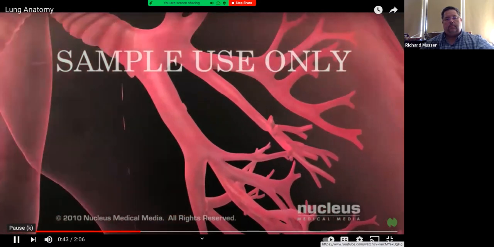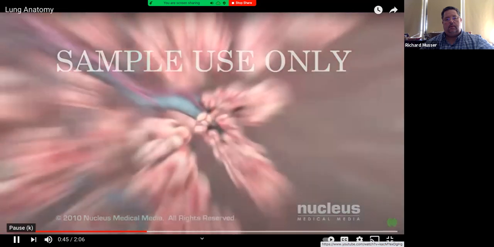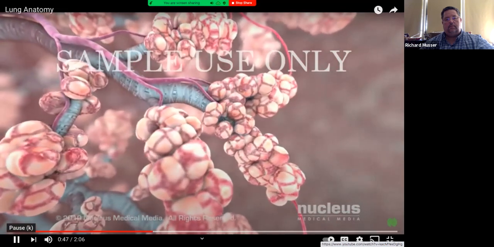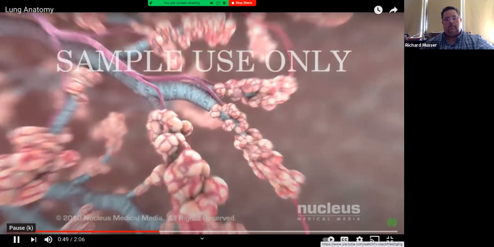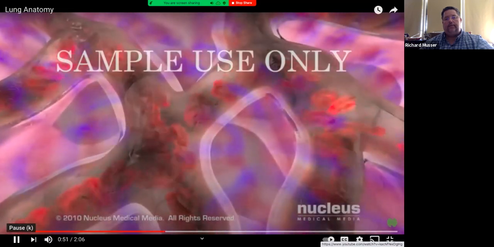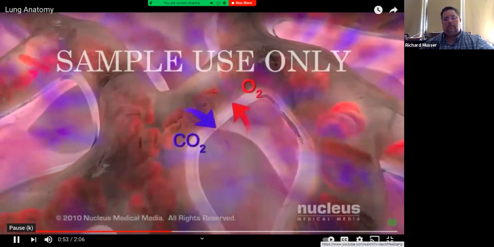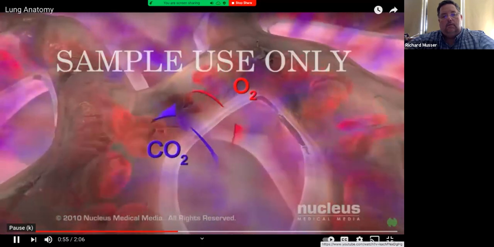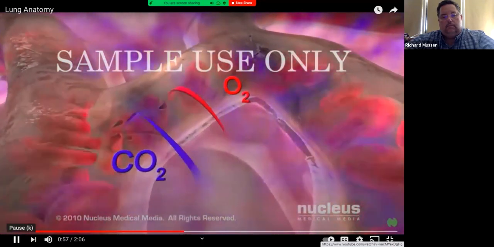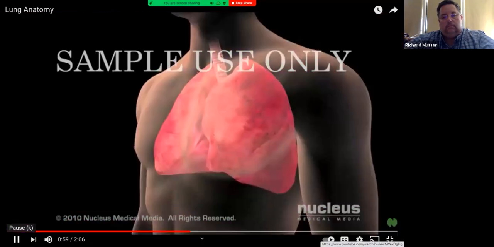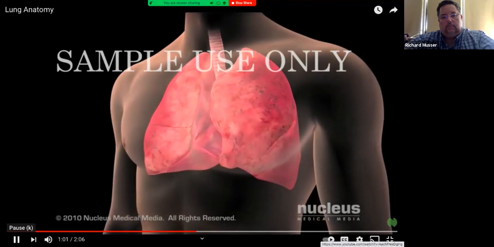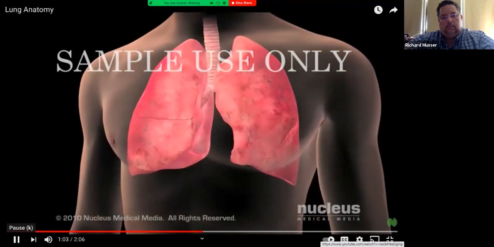Then it branches into smaller bronchioles. The bronchioles end in tiny air sacs, or alveoli. You see how they're here, inflating. The oxygen in the air you inhale passes into the bloodstream, and carbon dioxide from your body passes out of the bloodstream. The carbon dioxide is expelled from your body when you exhale.